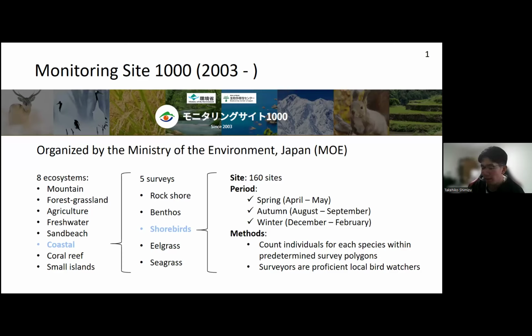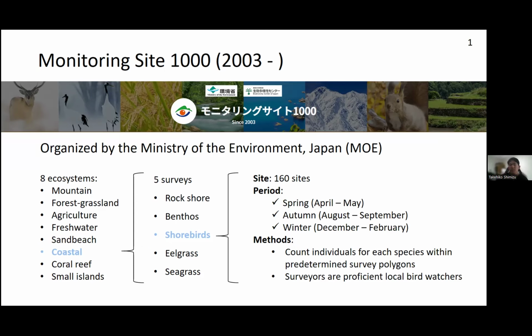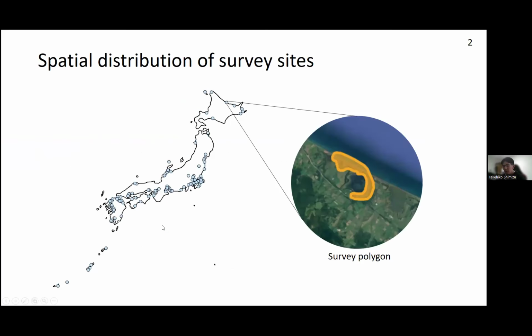The shorebird monitoring survey includes 160 monitoring sites, and the survey periods are three: spring, autumn, and winter. The surveyors are regional volunteers, birders proficient in shorebirds. They count shorebirds by each species. This slide shows the spatial distribution of monitoring sites. Monitoring sites exist across Japan, and each site has a predetermined survey range indicated by orange polygons like this.